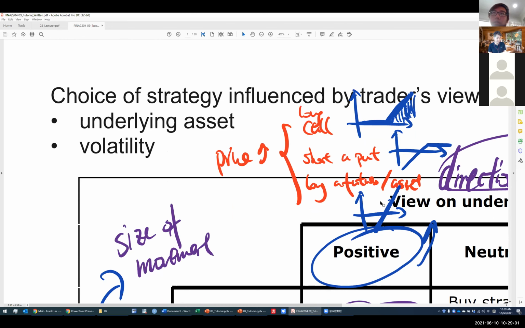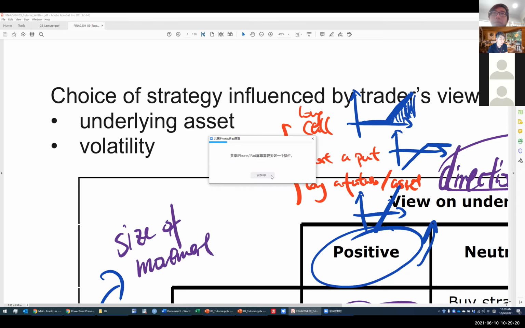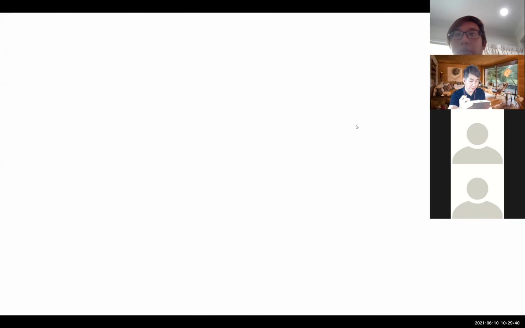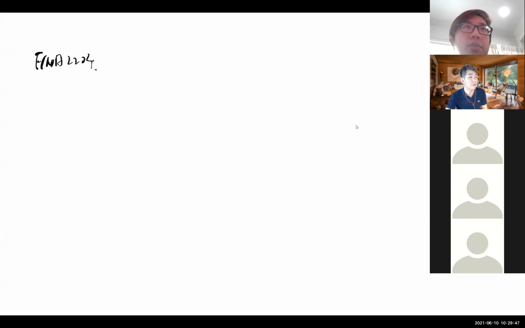Actually, let me utilize my iPad. I'm going to share. Share iPad. Yeah, I need to install a new plugin. Every time I use this function, it asks me to upgrade to a new plugin, so it's going to take a while. Okay, done. All right, could you see a blank screen? FINA2204, yes? Can you see my writing?